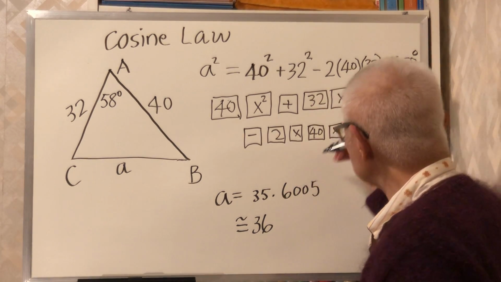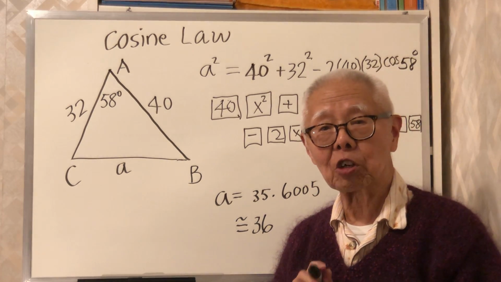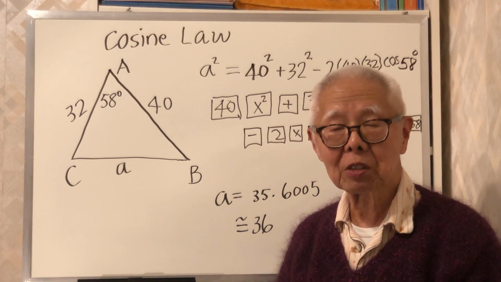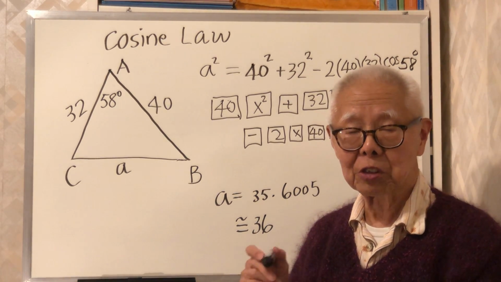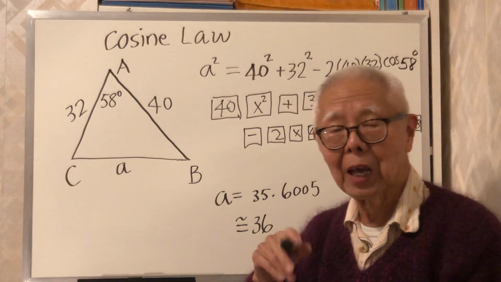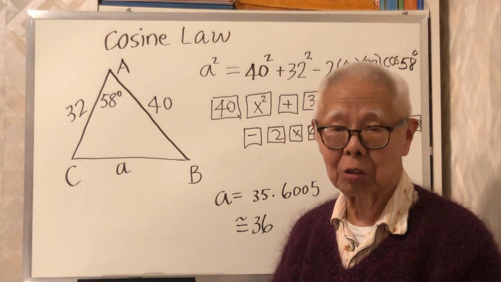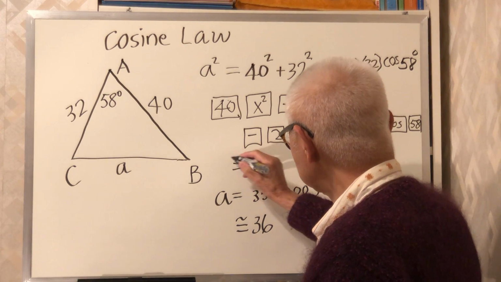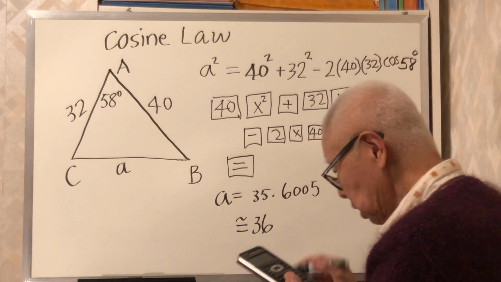There is no button for degree because you already set your calculator in degree mode. There are two modes. One is degree mode, the other one is radian mode. So make sure your calculator is in degree mode. So here you just enter the number. Don't worry about the degree. Then what do you do? You press equal sign. When you press equal sign, you get that.